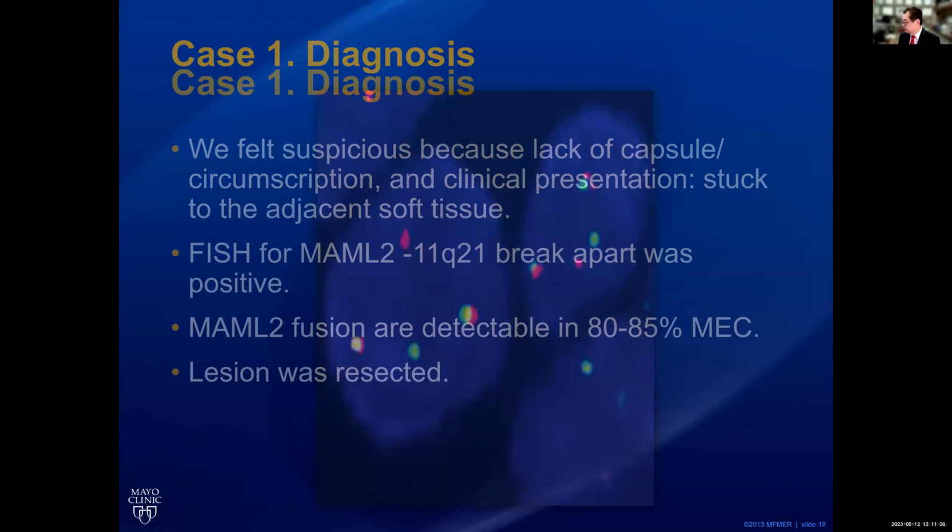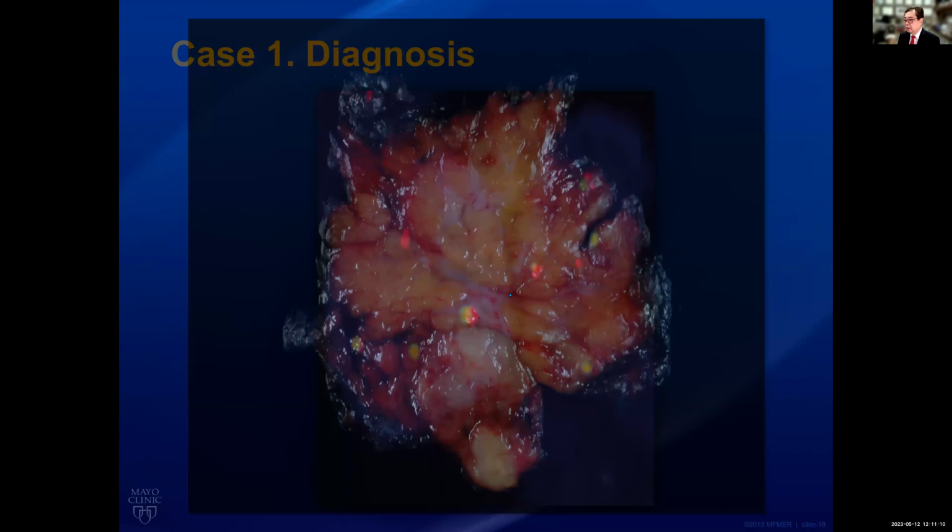here is the FISH we did, and here is the resection specimen. You see the lesion here, a little fleshy, but with no clear demarcation, no capsule. And this is the frozen section. I happened to be on frozen section that day, and you see a lot of mucin and cystic lesion.